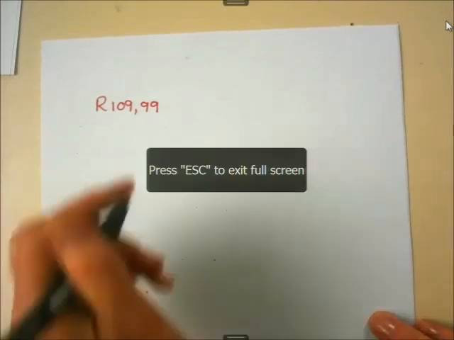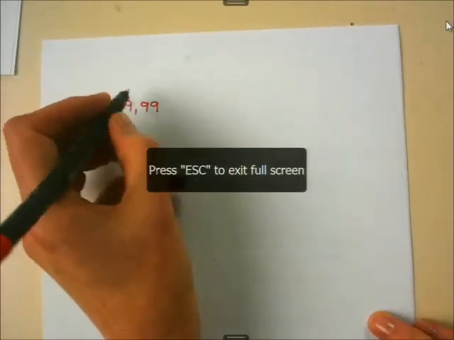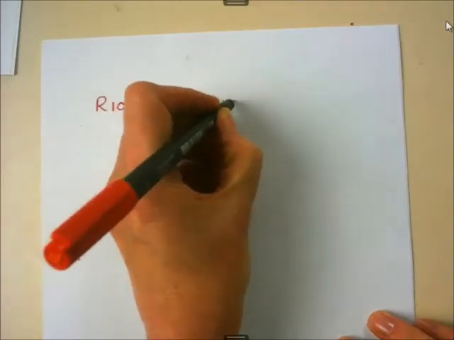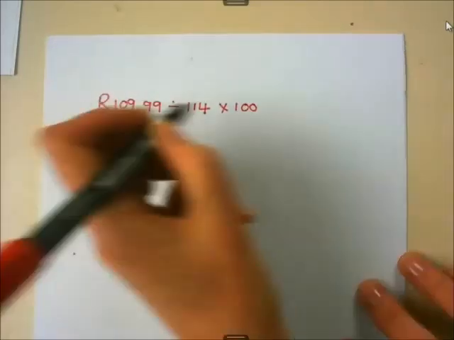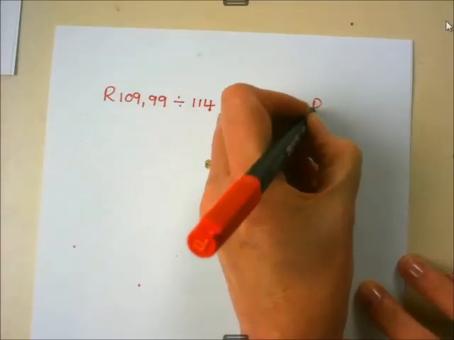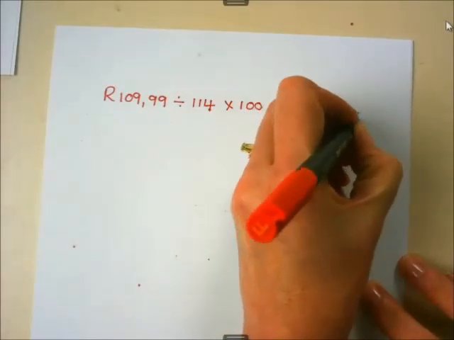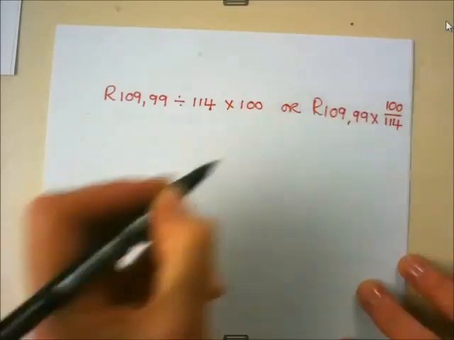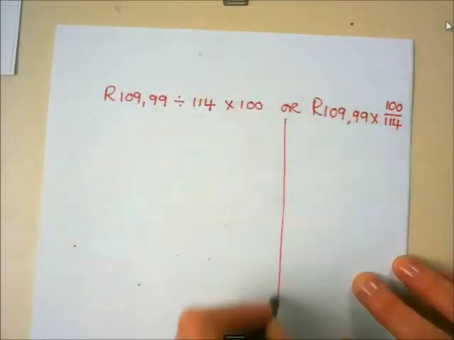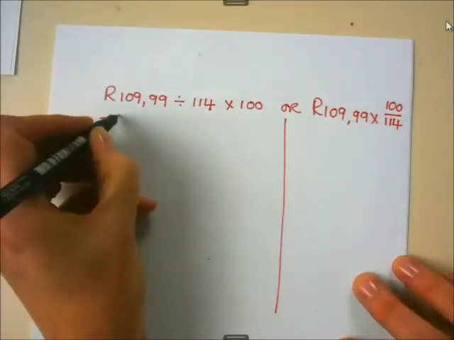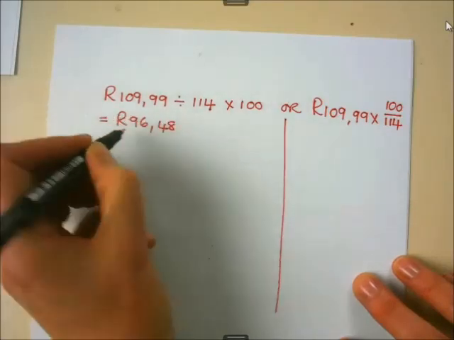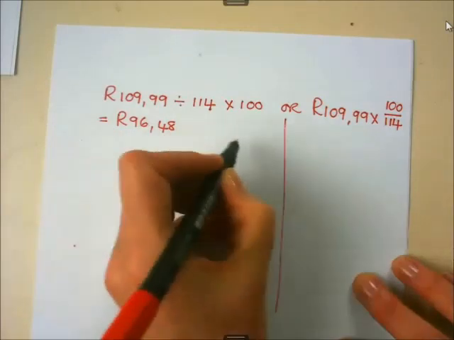If we look here, you can say 109 divided by 114 times 100, or you can say 109 Rand 99 times 100 over 114. That's what you can do, either of them. And both times you're going to get 96 Rand 48. So that was the price before they added the VAT.